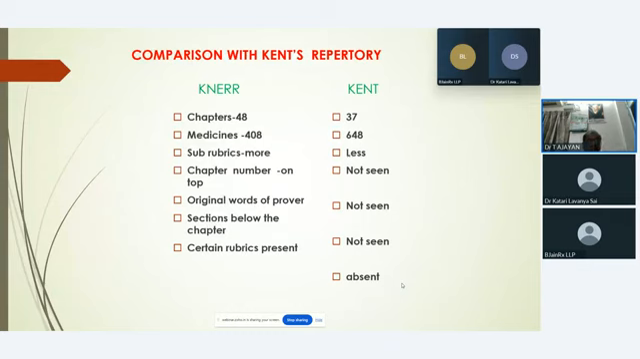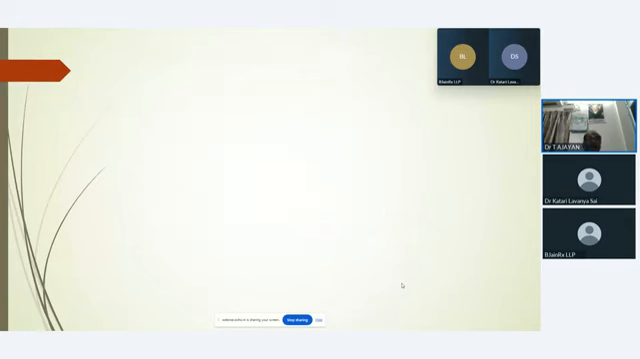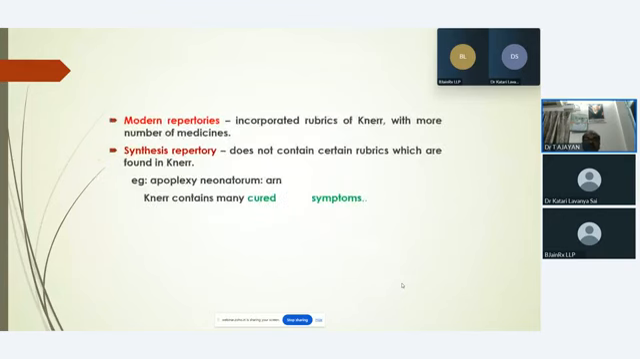But in our Knerr Repertory there are only 408 medicines, with more sub-rubrics, the chapter number on top, the original words of the prover, and selection below the chapter, with certain rubrics present. But, in disadvantage, these advantages cannot be seen in our Kent repertory. That means the chapter, original words, and selection, we do not see in our Kentian repertory. These are the modern repertories.